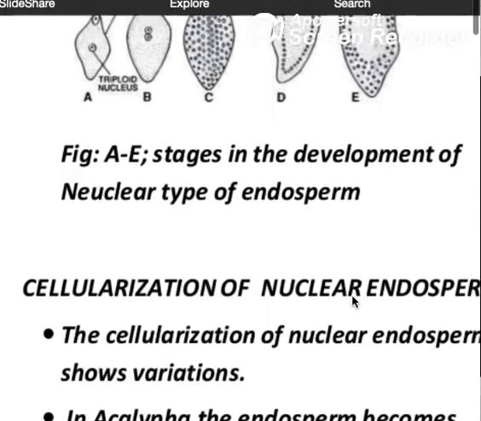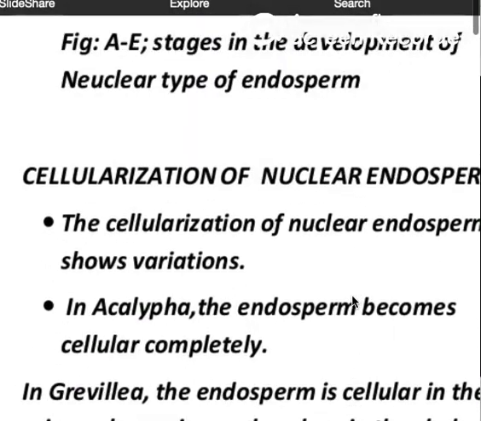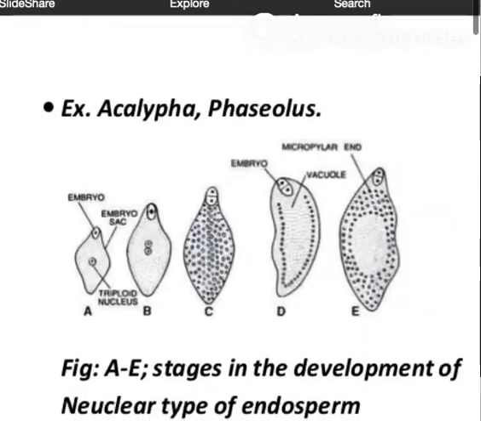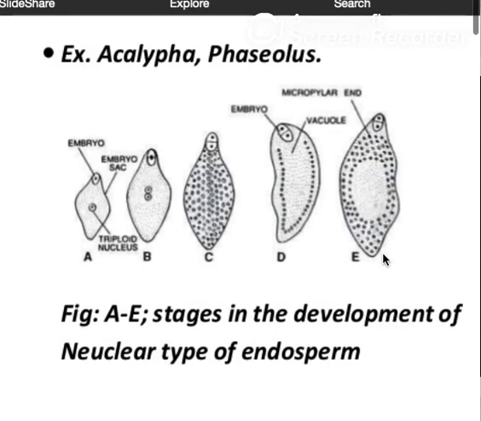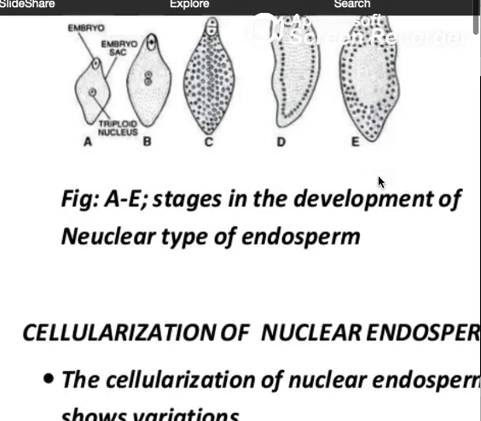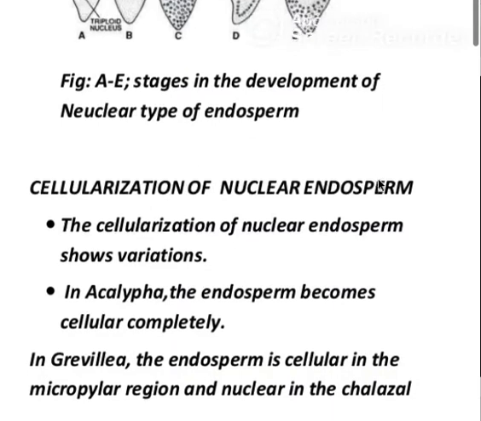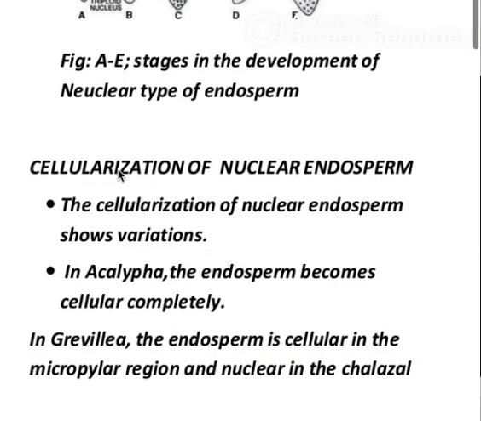This is not yet an example of cellularization, but an example of the stages of development of the nuclear type of endosperm. Here you have the vacuole formed in between. But when you talk about cellularization, what does that mean? It means that the plant will start to form walls.